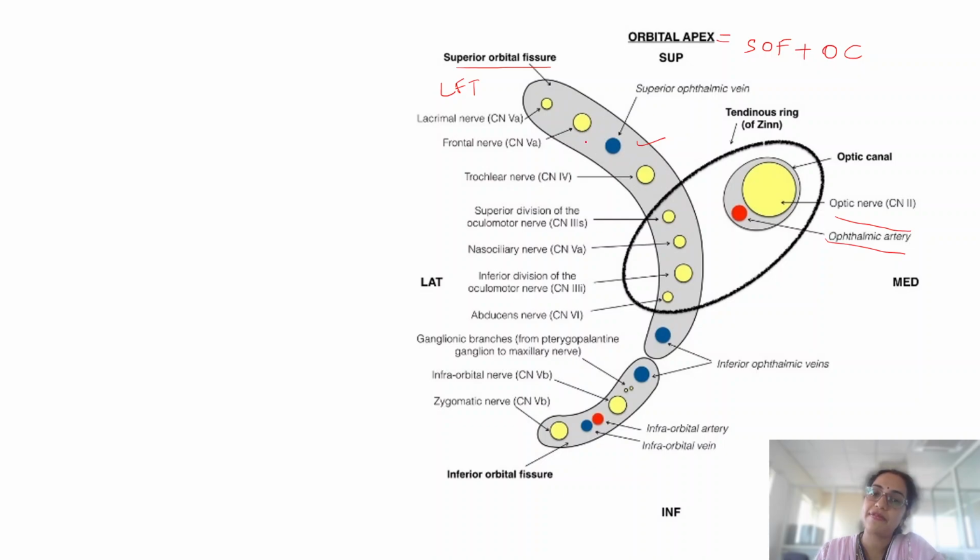So the superior orbital fissure is divided into two portions by the common tendinous ring. The upper portion contains LFT, whereas the lower portion contains abducens nerve A, N, and O. That is abducens nerve, nasociliary nerve, inferior division of the oculomotor nerve, okay, and the superior division of the oculomotor nerve. And inferior to this common tendinous ring, you have the inferior ophthalmic vein. So this lower portion is the inferior orbital fissure, which houses the infraorbital nerve, zygomatic nerve, and infraorbital vessels.